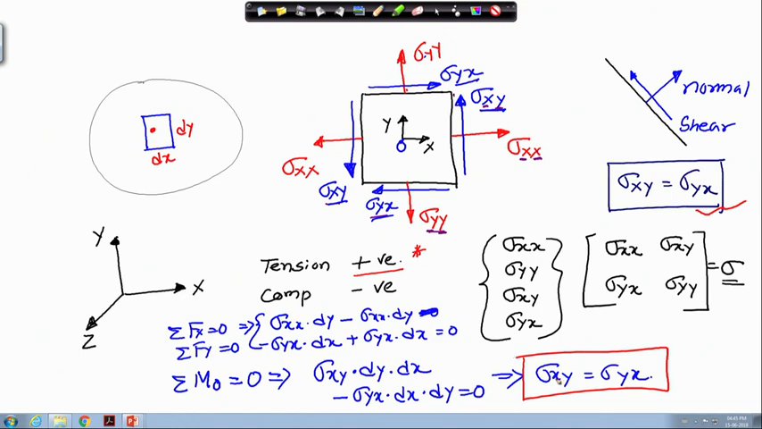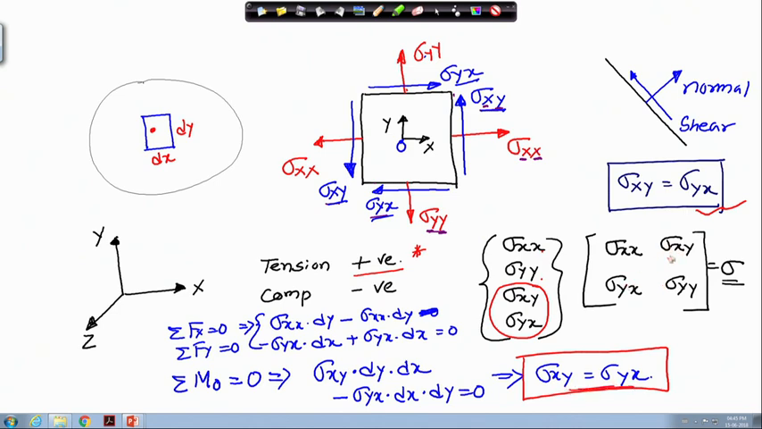So, if sigma xy is equal to sigma yx, then this vector representation essentially becomes 1. So, we have just 3 components of stress, sigma xx, sigma yy, and one shear stress, either sigma xy or sigma yx. And then in the tensor representation, the diagonal terms are the normal stresses, and the off diagonal terms are the shear stresses. Now, we have seen that the off diagonal terms are the same.